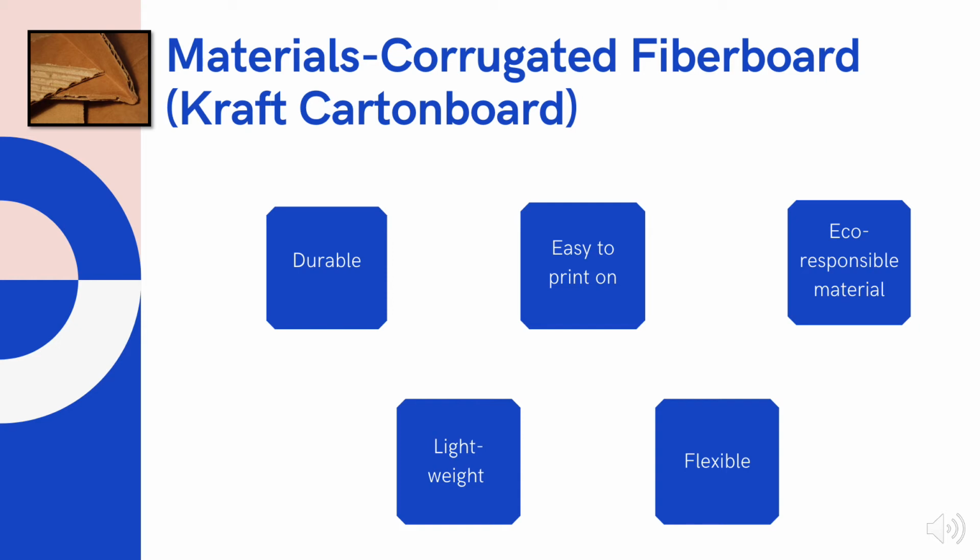The third characteristic is that it belongs to the eco-responsible materials, because corrugated fiberboard is biodegradable and contains no dyes or bleaches. Lastly, it is also lightweight and flexible, because the ruffled inner layers offer incredible strength and flexibility while keeping the overall weight of the container down.